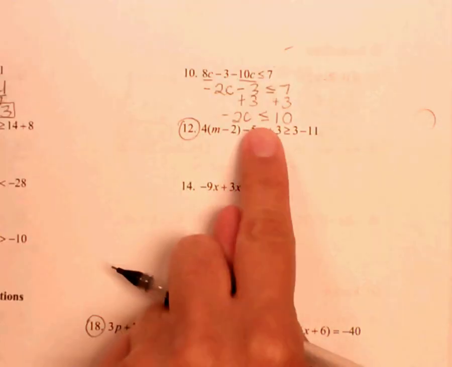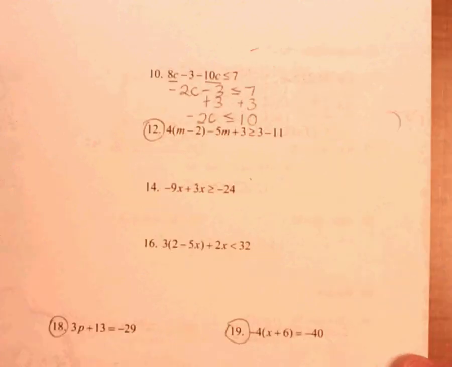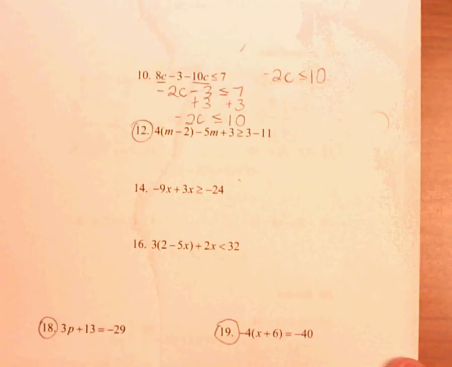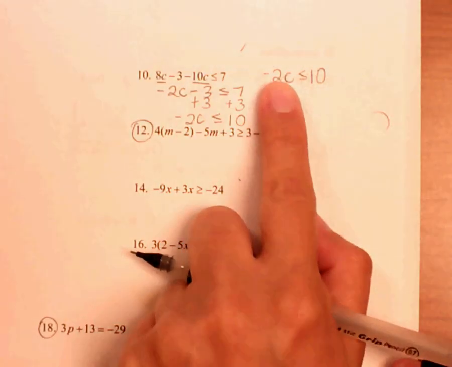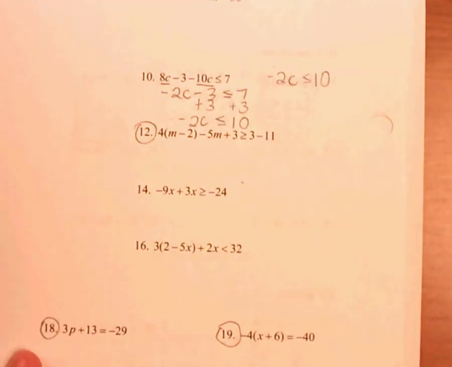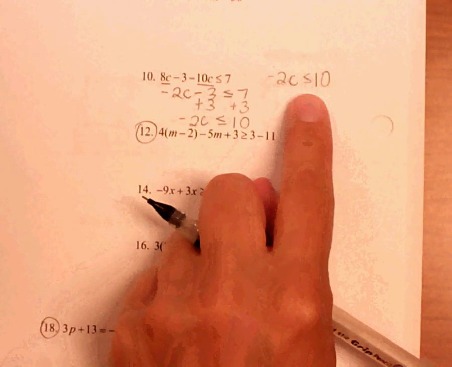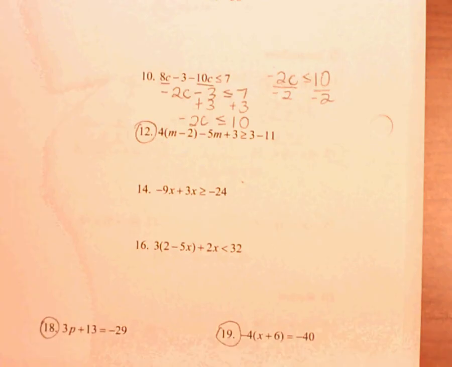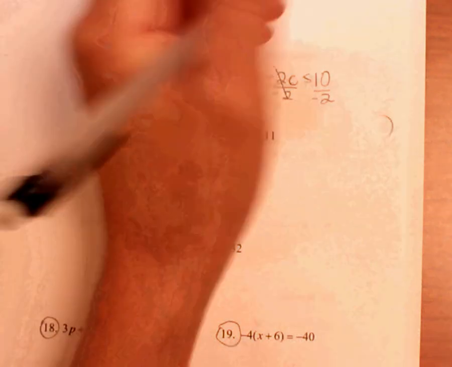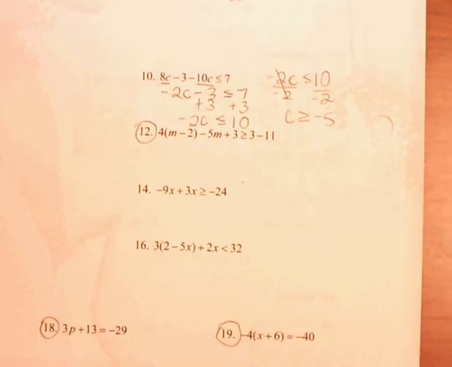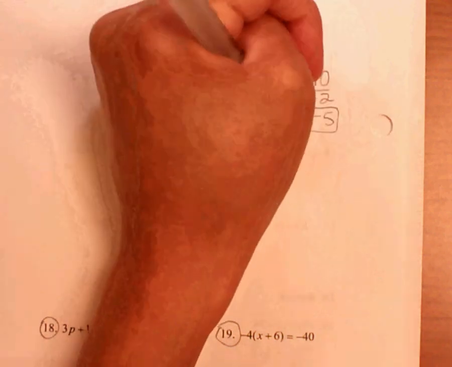I'm going to carry this over to the right side. -2c is less than or equal to 10. Now to isolate c, I have to divide both sides by -2. And remember, with inequalities, when you divide by a negative number, the sign flips. So negative 2 divided by negative 2. Remember, when you divide by a negative, the inequality sign flips. So c is greater than or equal to negative 5.